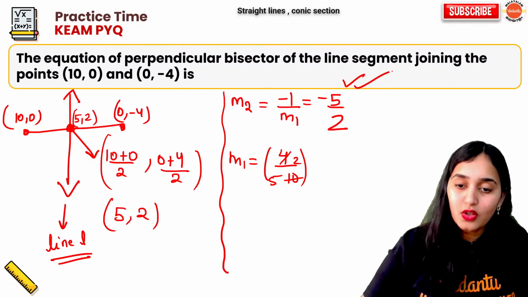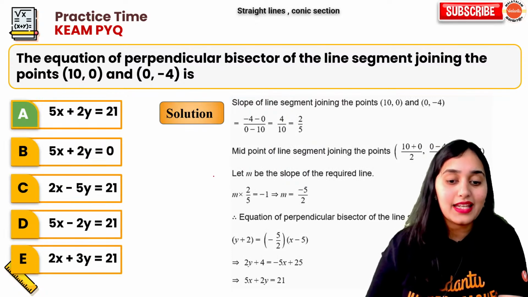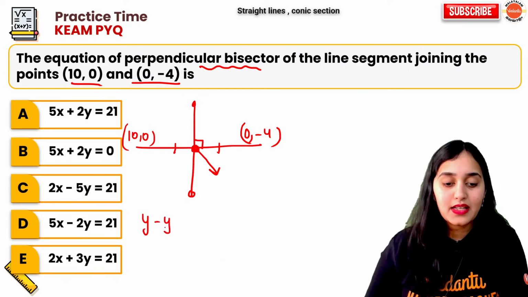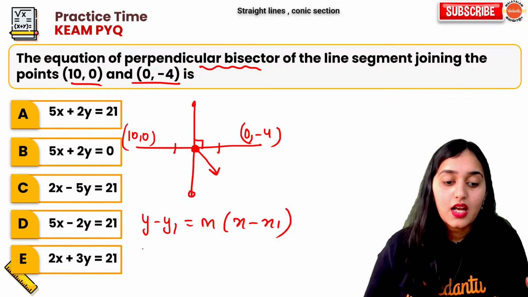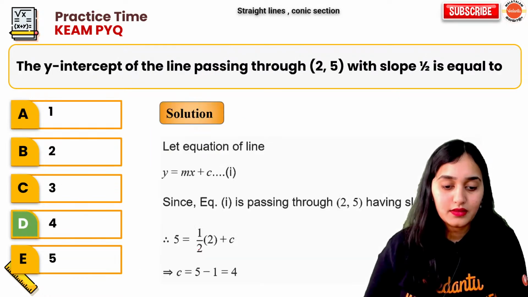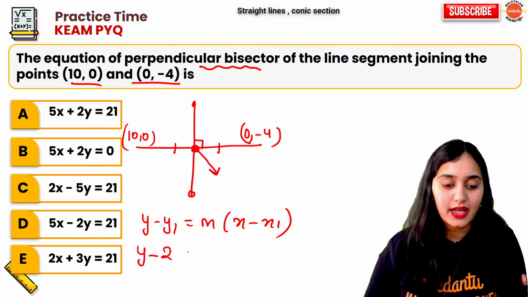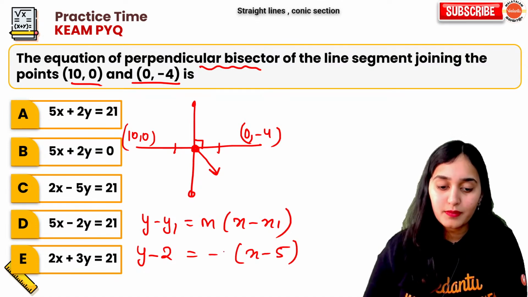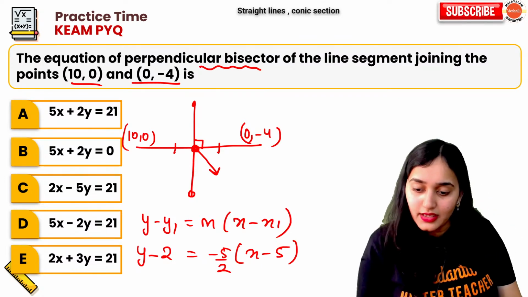Now, you have the slope, you have the coordinate. So, how will you find the equation? The equation of the line, let me write it over here: y minus y1 is equal to m into x minus x1, right? So, y minus, we have the coordinates 5 and 2, so it will be y minus 2, x minus 5. And what is the slope? Minus 5 by 2. Just solve this to get the equation.